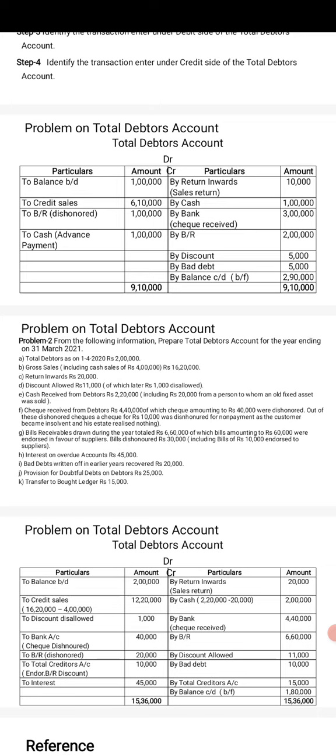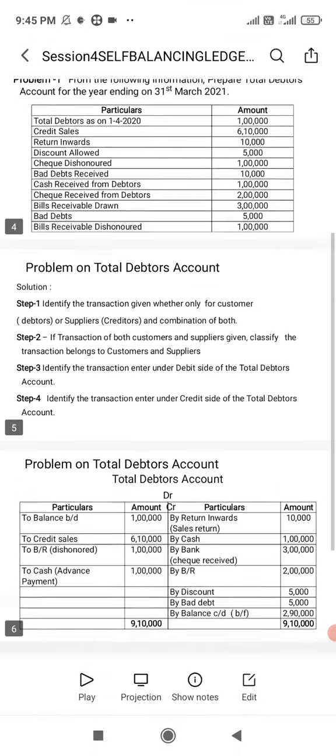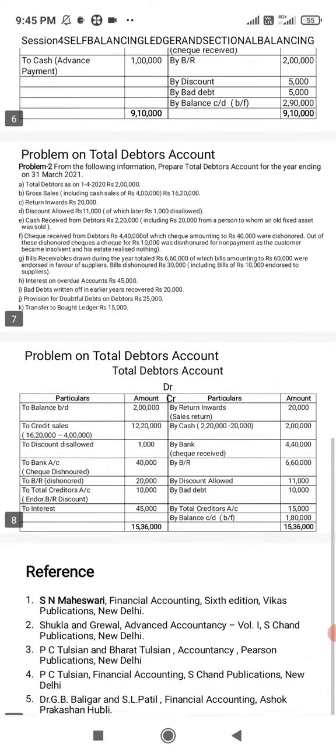Bad debts written off in earlier years recovered, this transaction you have to ignore. Provision for doubtful debts on debtors rupees 25,000, again this one you have to ignore. Transfer to bad ledger rupees 15,000, so this one you have to enter under the credit side of the total debtors account. During balancing we can find the debit side is more than the credit side, so we'll get the balance figure as 1,80,000.